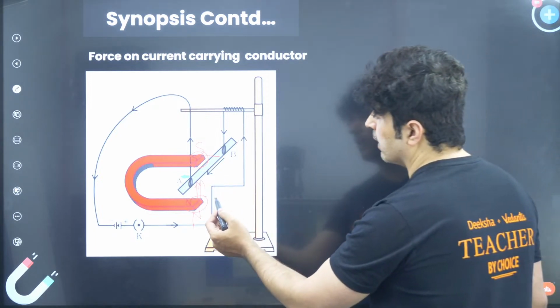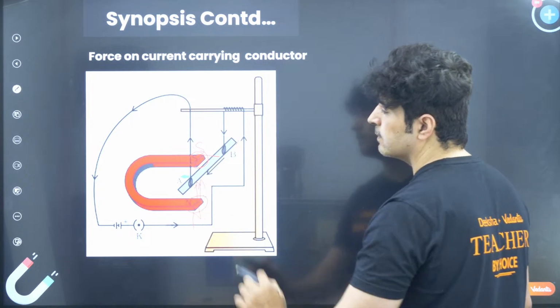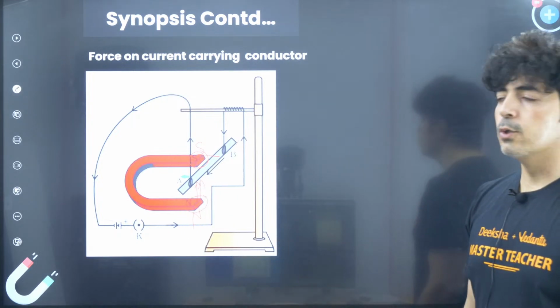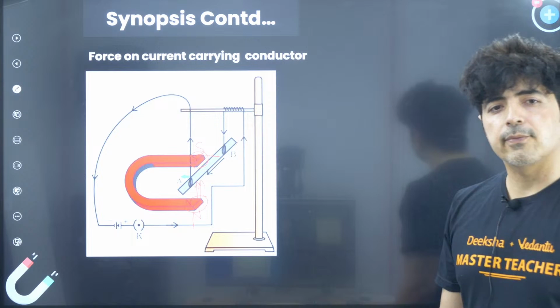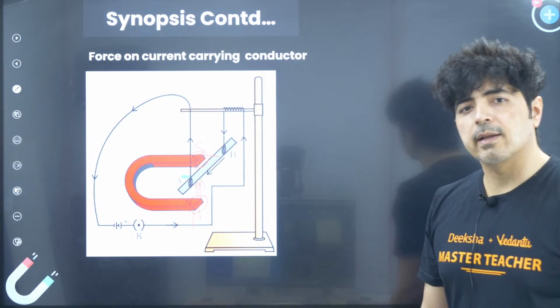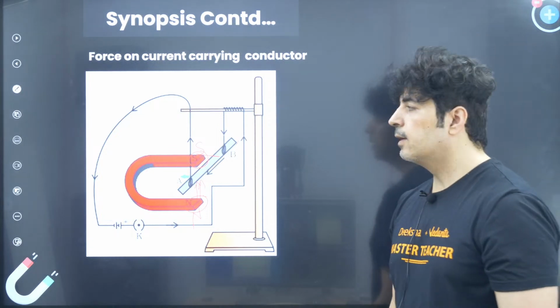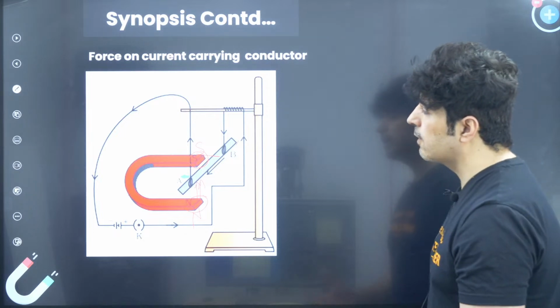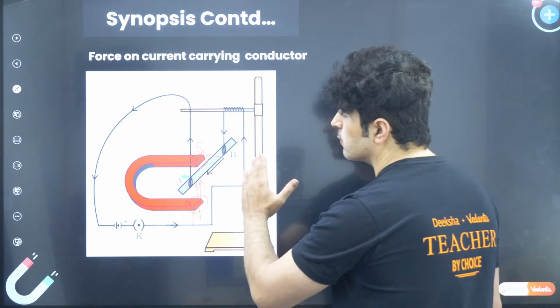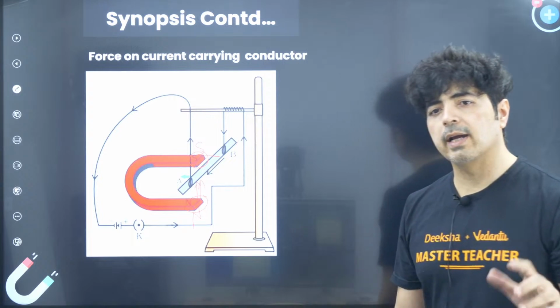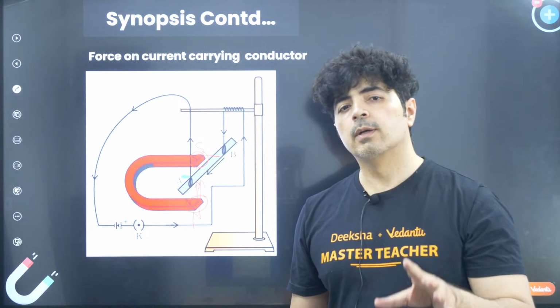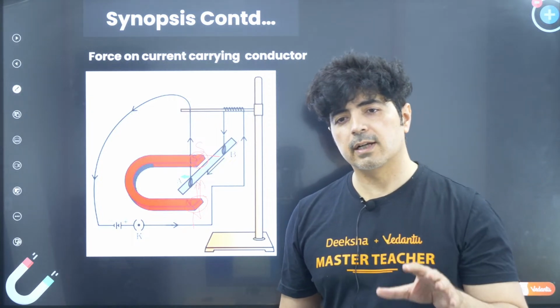Now, when the current passes through this, use your Fleming's left hand rule. Take your left hand and find out where exactly the force is. Over here, the force will be inside. Now, why is it inside? I'll leave it up to you. Please let me know in the comment box.